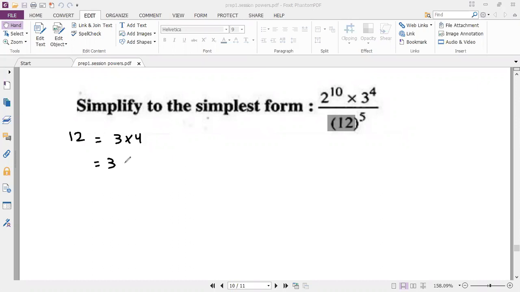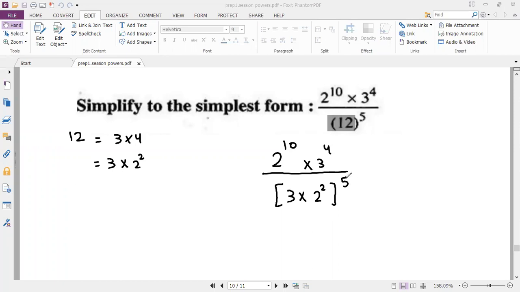And we can write 4 as 2 to the power of 2. That's what I'm going to do here instead of 12. So I'm going to write 2 to the power of 10 multiplied by 3 to the power of 4 over, and instead of writing 12 to the power of 5, I'm going to write it as 3 times 2 to the power of 2, all raised to the power of 5.